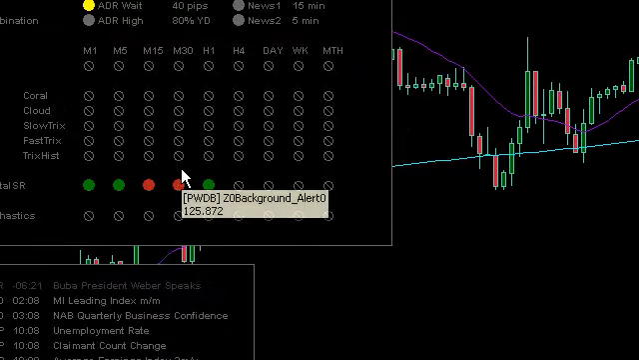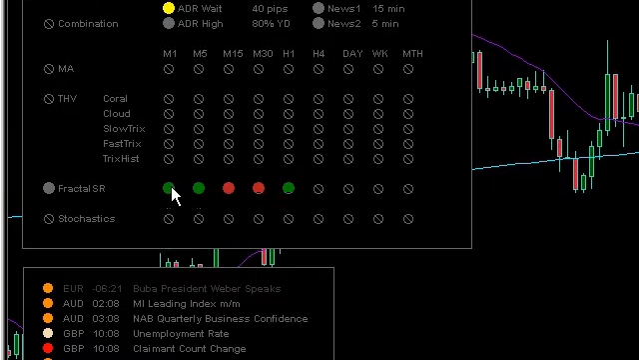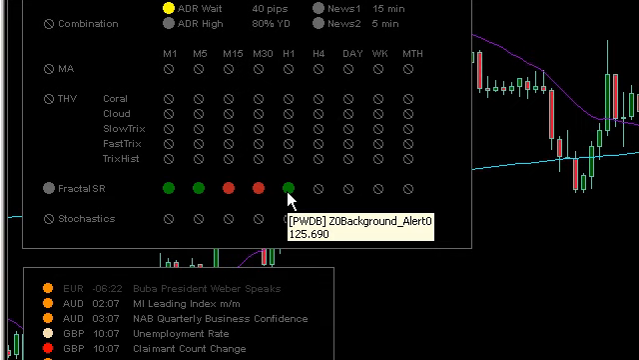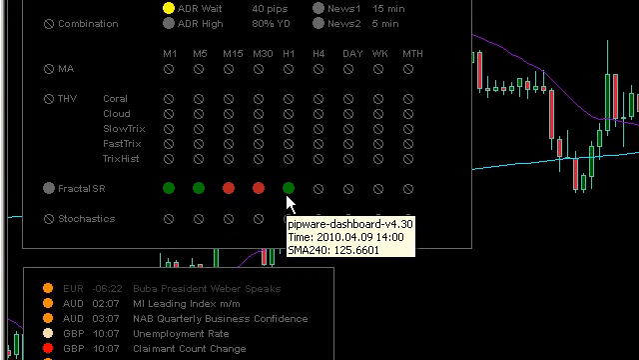So what I did was, on this particular template, I've set up an alert just solely based on the fractals from M1 to H1. Because it's quite stressful sitting there watching your charts, and if you can be doing something else and then get alerted when, say, all of these turn green or all of these turn red, it's not an indication that we should come and jump on and trade.